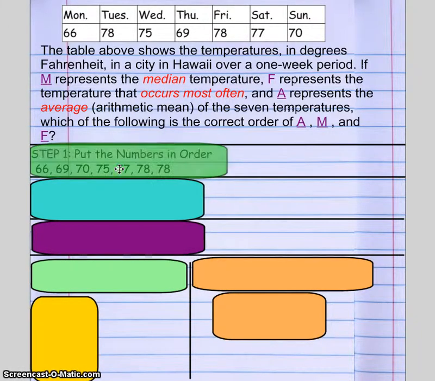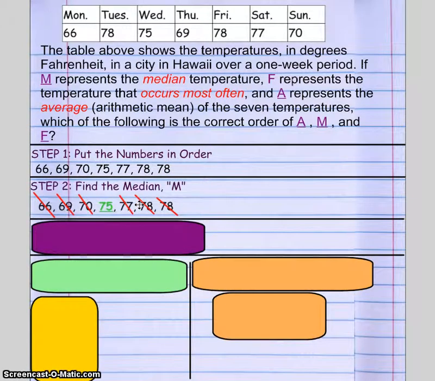So let's take a look at the first step. The first step is, of course, to put the numbers in order. When you're finding mean, median, and mode, you always have to put the numbers in order so that way you know exactly where to work from left to right. Step 2 is going to find M, or in this case, the median.